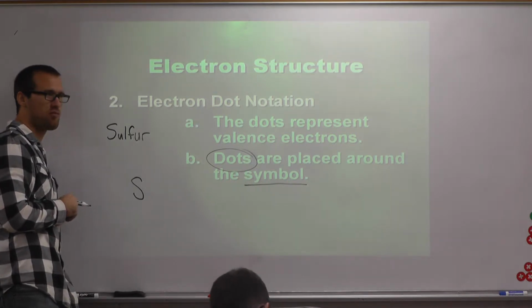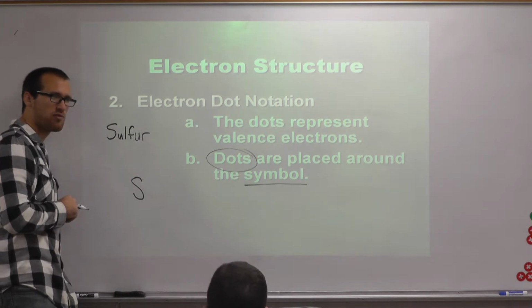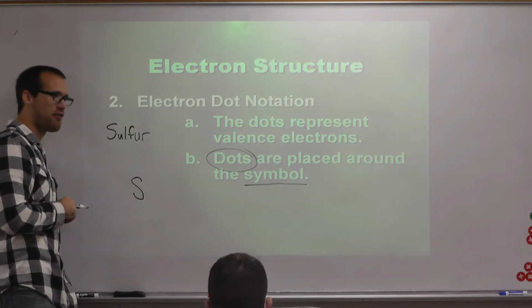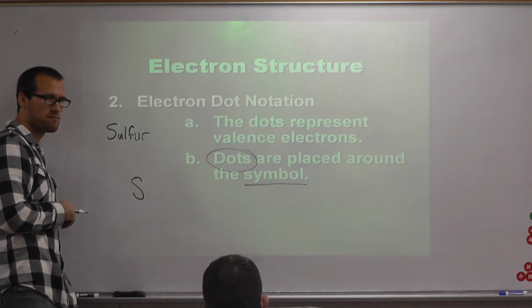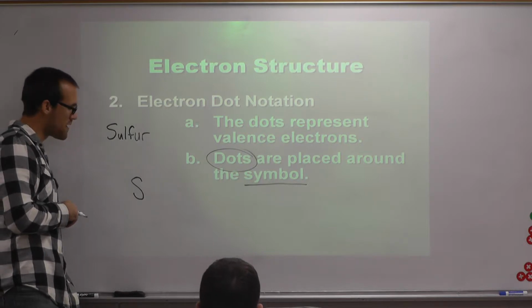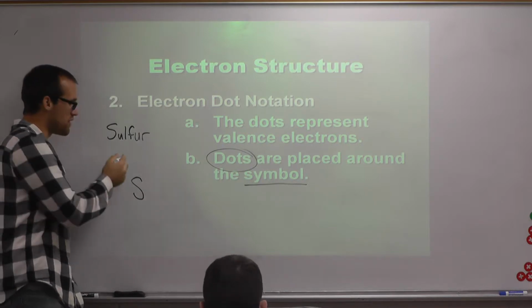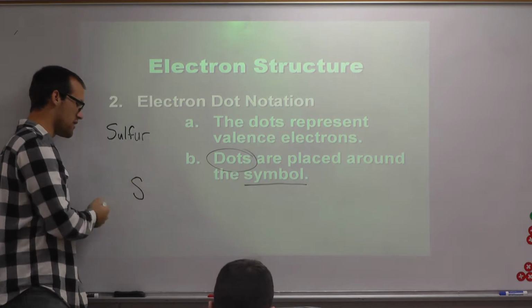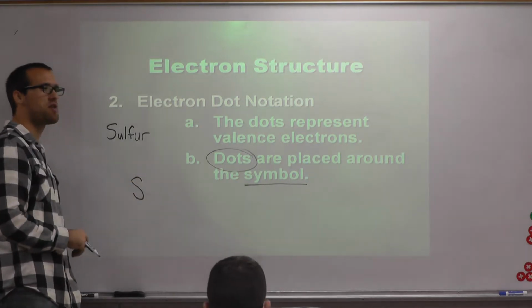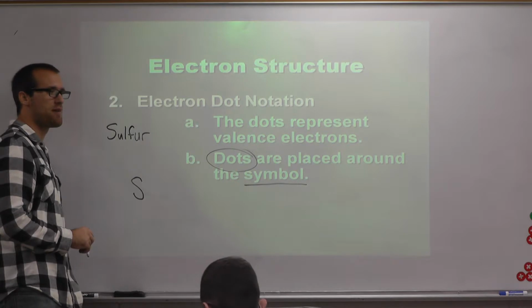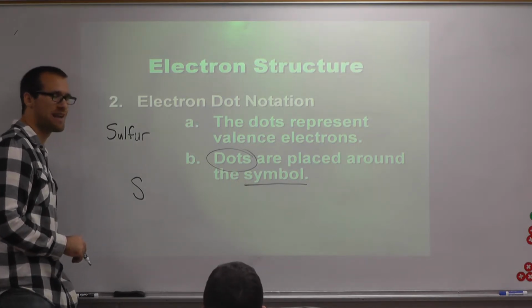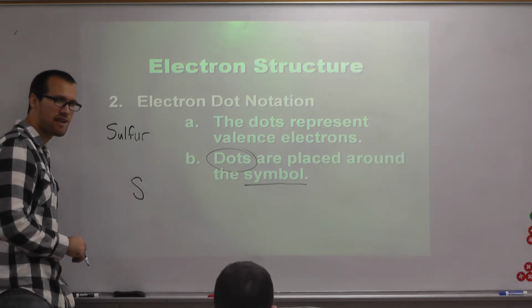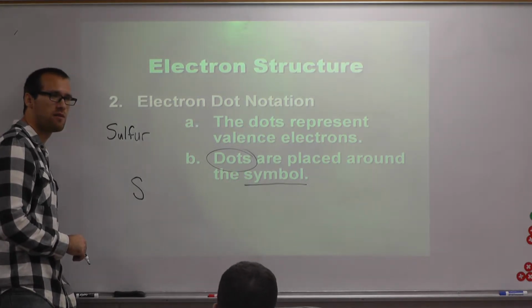Now it's not just put them wherever you like. I'm going to explain how this works. There are 4 dot locations: north, south, east, and west. Okay? Here's how we do this. I don't care where you start. If you start on the north, if you start on the south, if you start on the west, or you start on the east, I don't care where you start. The only rule you have to remember is you have to put 1 dot in all 4 locations before you go and put a second dot there.